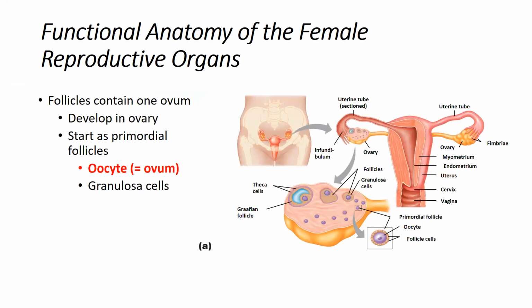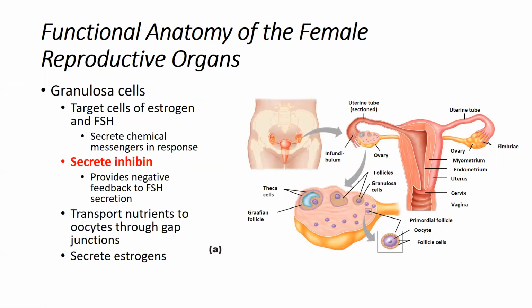We also have the granulosa cells. Now there's a bit of detail with regards to the theca cells versus granulosa cells. We're not going to talk about the details of differentiating those cells, but we will refer to the supporting cells of the ovum as the granulosa cells. So the granulosa cells target estrogen and FSH, similar to the way FSH targeted Sertoli cells. So the granulosa cells are also functioning like Sertoli cells. They're functioning in a supportive role. So they're helping the development of these ovum.